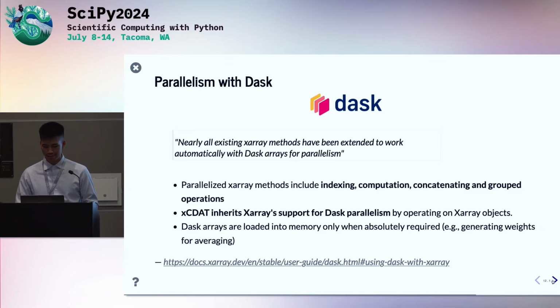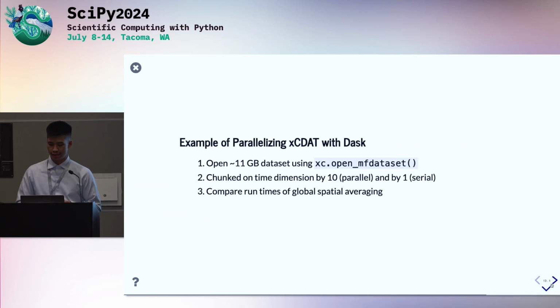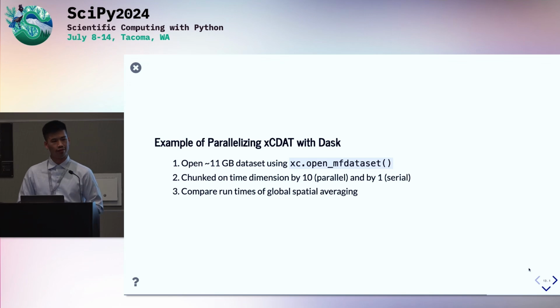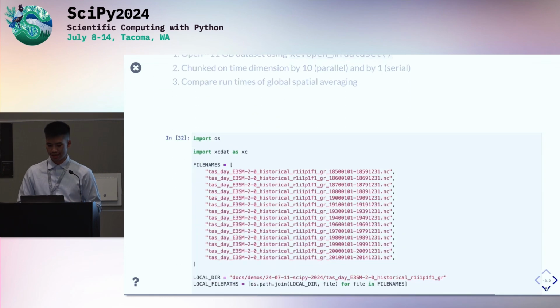Quickly run through this, parallelism with Dask. Xarray supports indexing, computing, and all those core operations, and they're all parallelizable. xCDAT inherits that out of the box just because it operates on dataset objects. In this case, I'm opening up an 11 gigabyte dataset, chunking it by 10 in time, and also by 1 in time. Just compare the run times here.